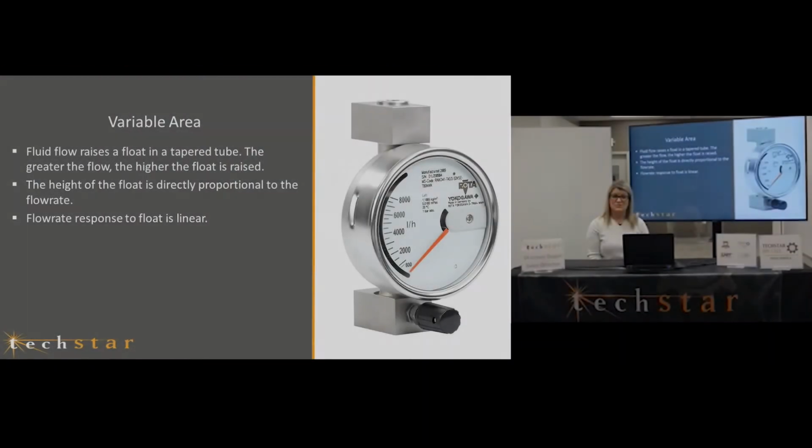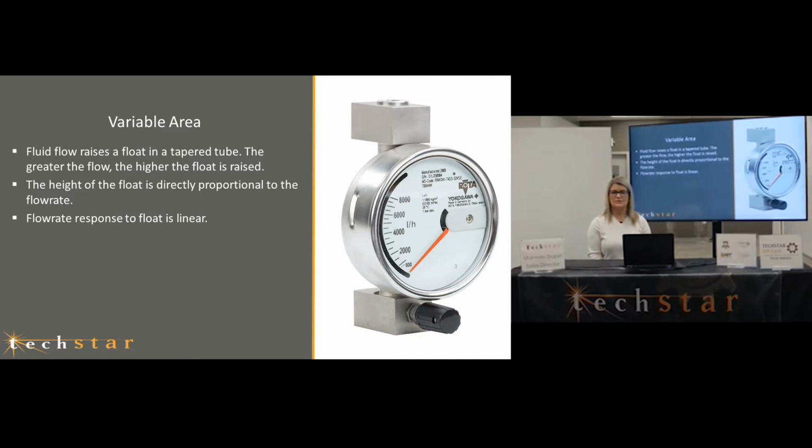The next section we'll talk about is variable area. These are also commonly known as rotometers. You can have them just as a gauge that you look at physically, and some of them actually have 4 to 20 milliamp outputs as well, alarms, things like that, depending on what you need to use them for. A lot of times these are found in sample systems because they are easy to read and they come in very, very tiny sizes if need be.